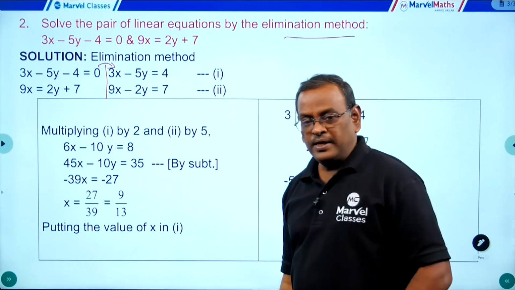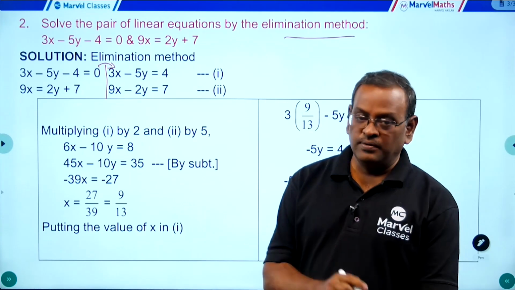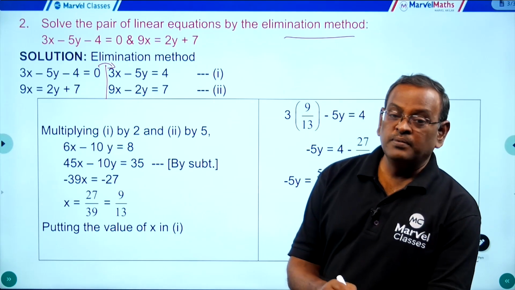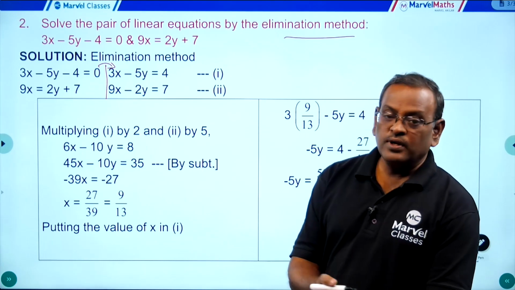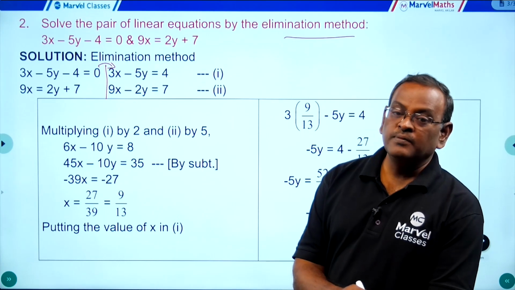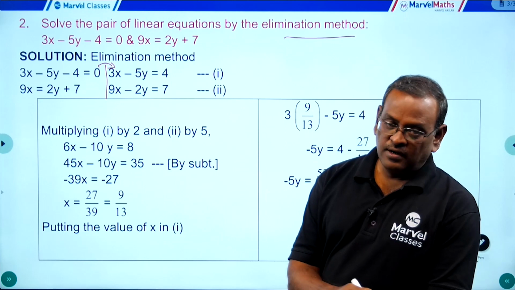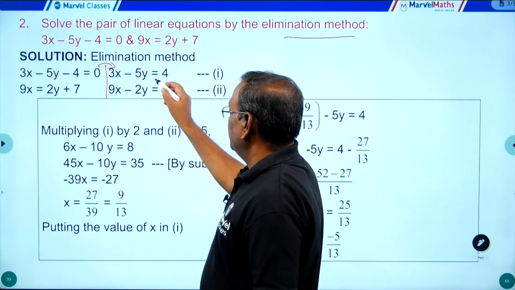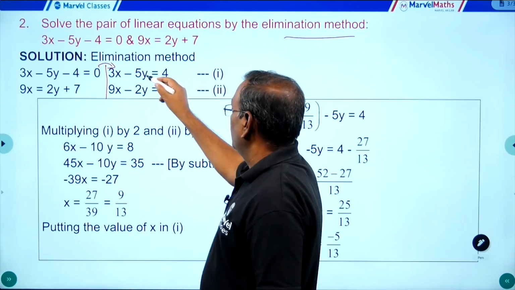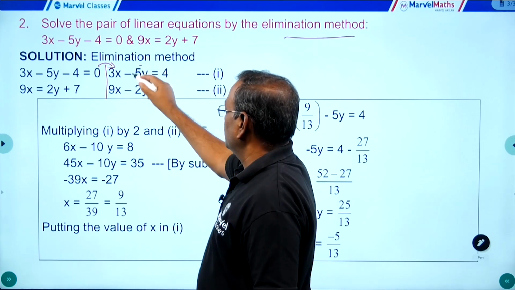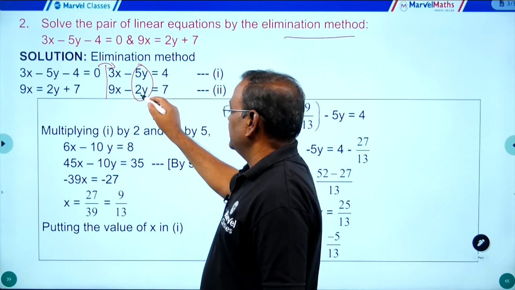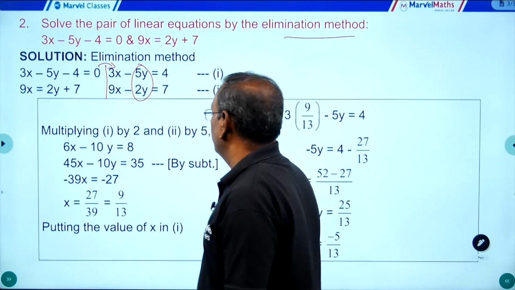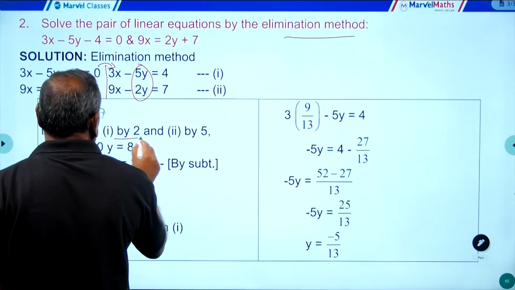If you want to apply the elimination method, you have to eliminate any one variable. You can eliminate a variable only when the coefficients are the same. How to make the coefficients the same? By taking the LCM of the particular variable. So if I want to eliminate y, both the coefficients should be the same. Here it is 5 and here it is 2. Multiply equation 1 by 2 and equation 2 by 5.